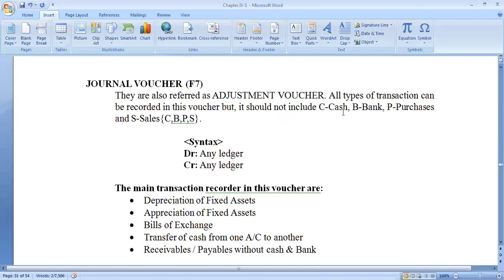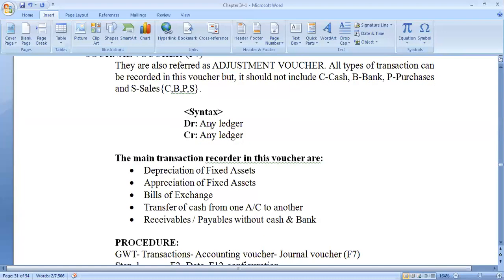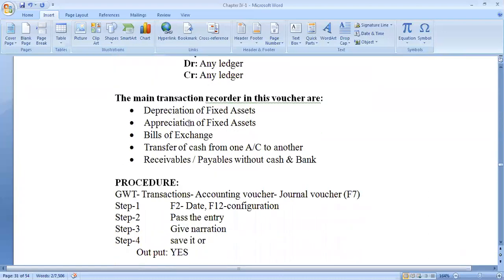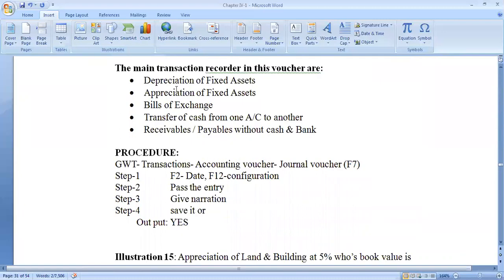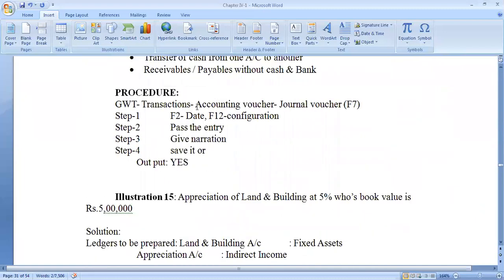So it should not include the cash, bank, purchases and the sales. So debit any ledger, credit any ledger. So what are the main transactions? Any depreciation or any appreciation, any transfer or any bills of exchange will be recorded here. So how does the procedure go on? You may get the question for 2 marks.